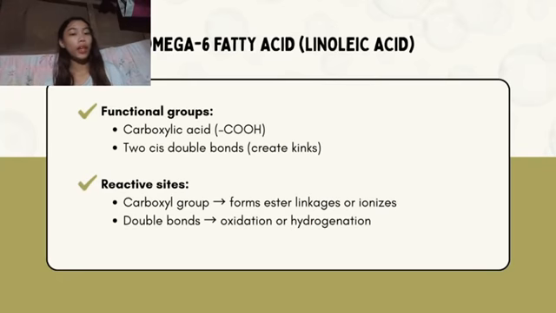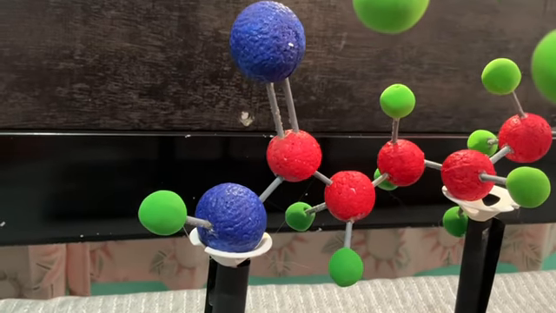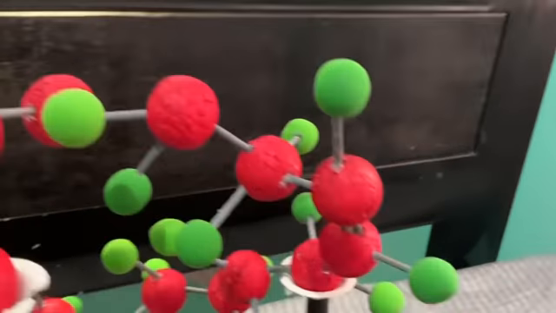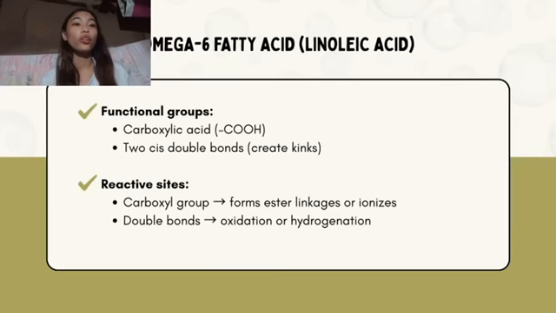These double bonds create bends or kinks in the molecule, making it less tightly packed. That's why unsaturated fats are usually liquid at room temperature. As for the reactive site, they are the same as the DHA's. The carboxyl group which can form ester linkages or ionize and a double bond which is reactive to oxidation and hydrogenation.